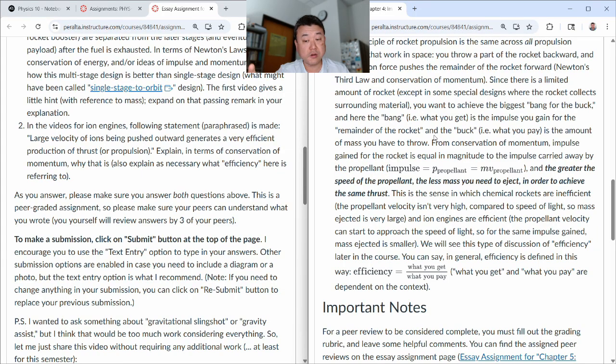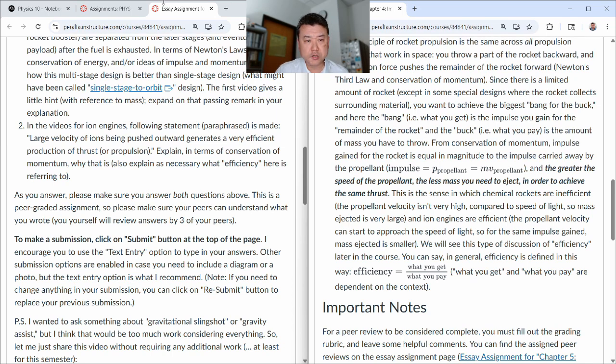You can say in general, efficiency is defined in this way. Efficiency is what you get divided by what you pay. And what you get and what you pay are dependent on the context. And we'll be talking about this in the context of thermodynamics.